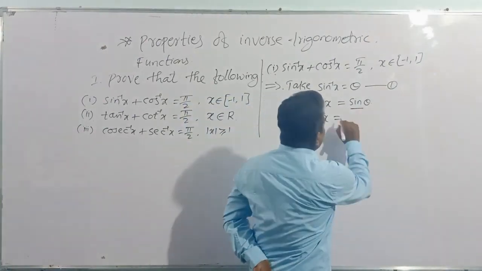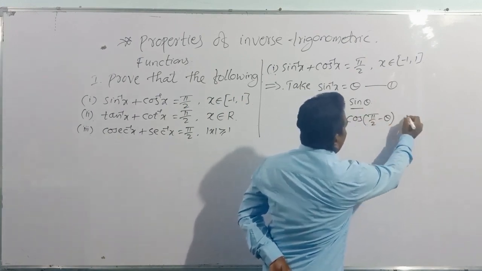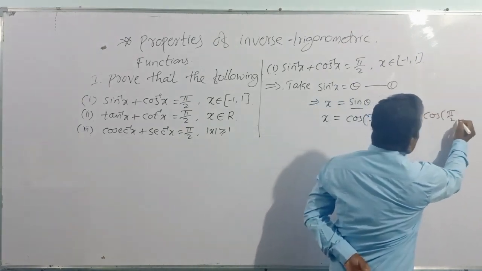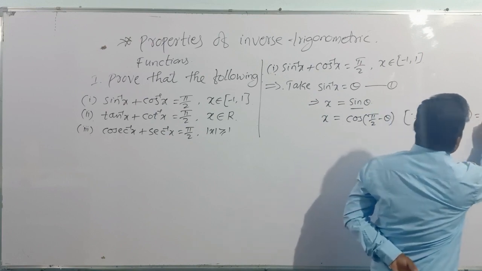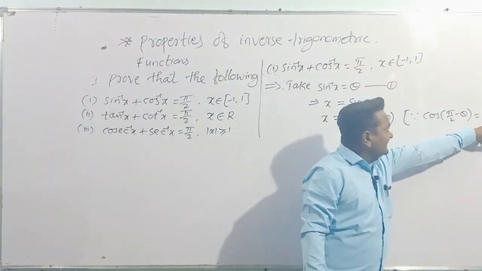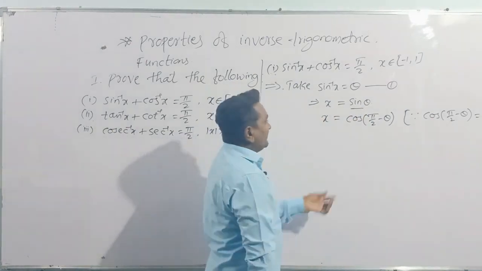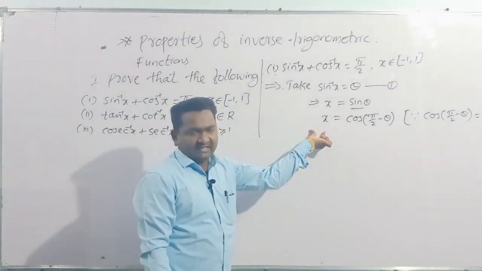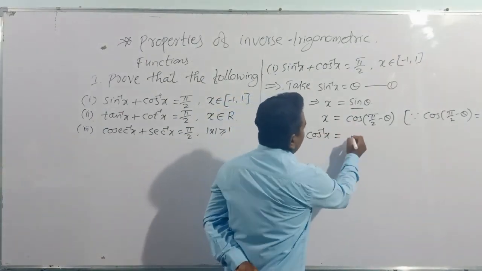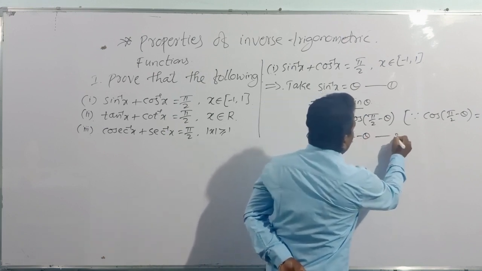So sin theta value is cos pi by 2 minus theta, because cos pi by 2 minus theta equals to sin theta. We know in place of sin theta we put cos pi by 2 minus theta. Now further this cos function move left hand side, it become cos inverse of x is equal to what's remain here, pi by 2 minus theta. Take it on called equation number 2.